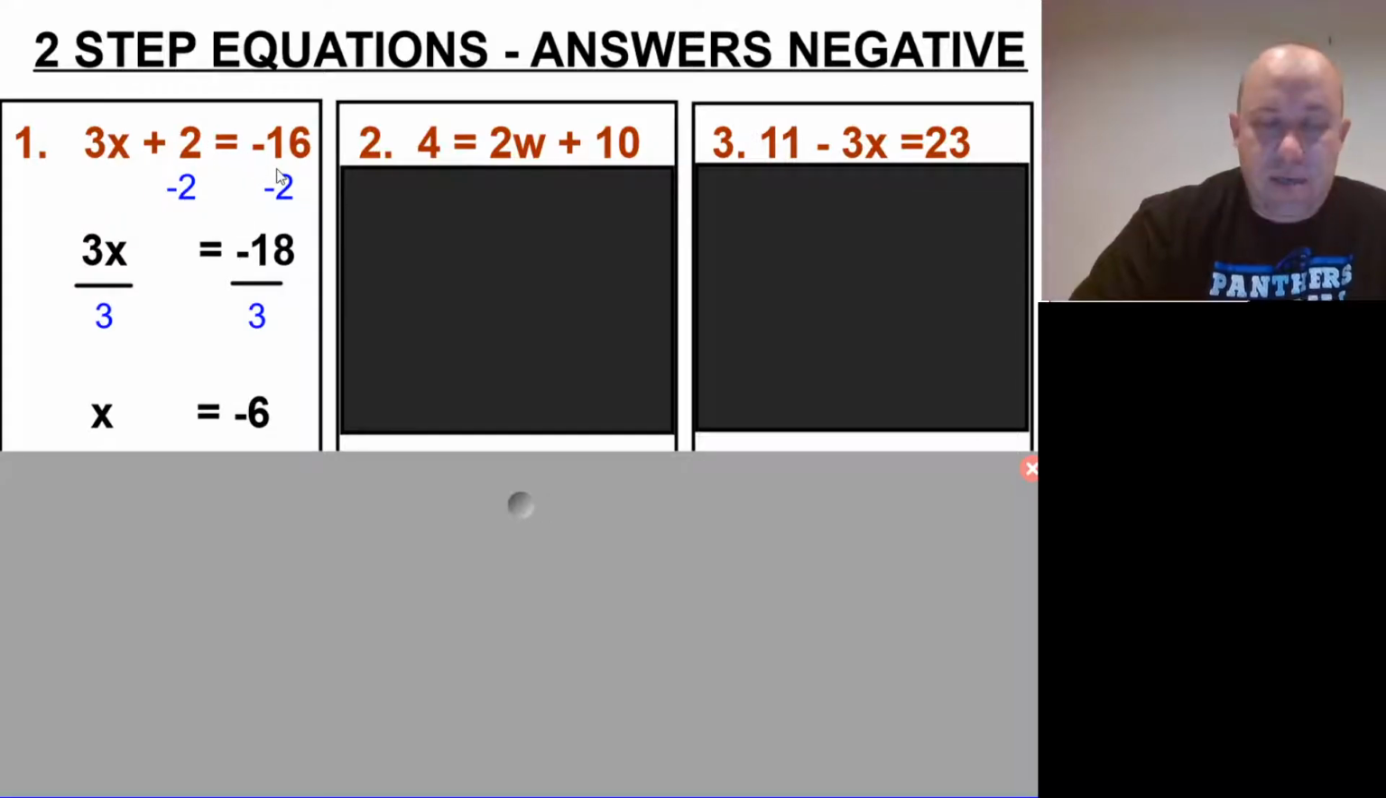So that's really the only difference. There's still 2 opposites that I'm doing. But all your answers are going to be negative in this section. So if you don't get a negative answer, once again, it's like a little clue for you that something didn't quite go right.